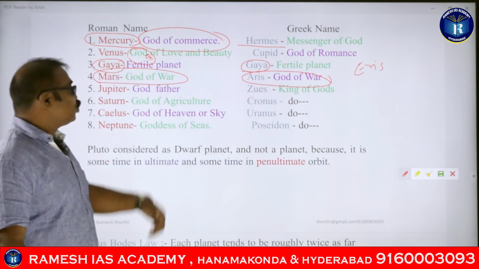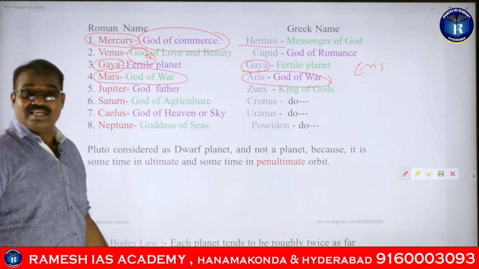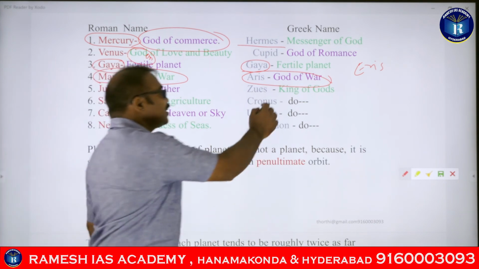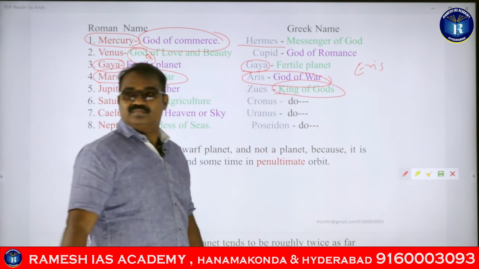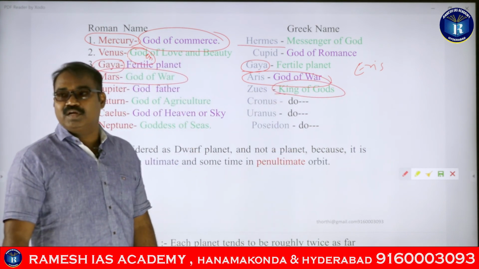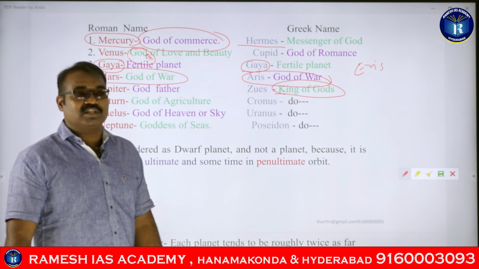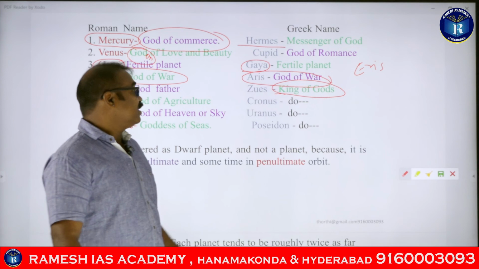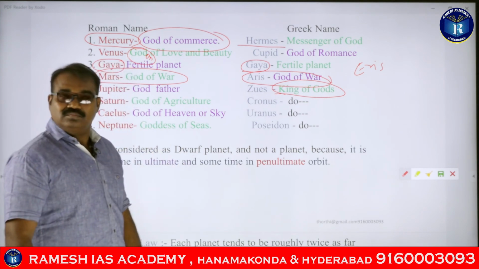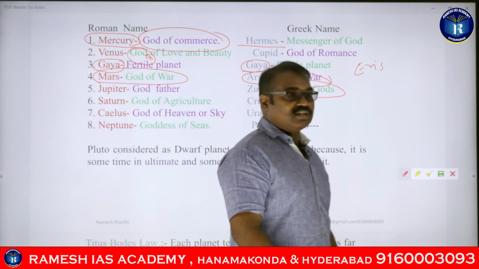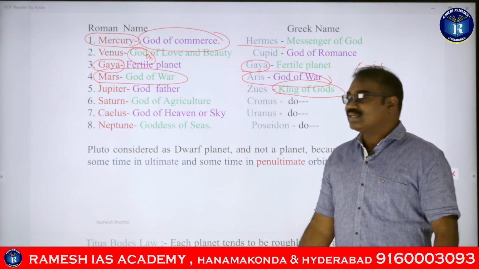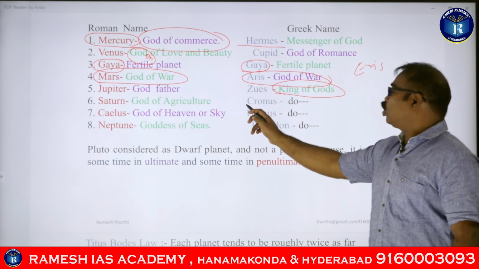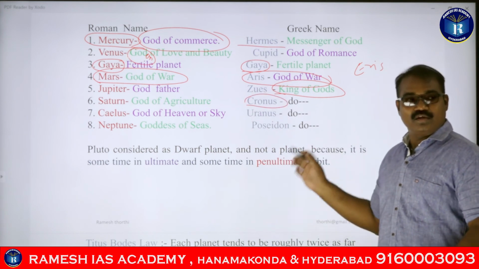Then comes Jupiter. Romans call it the godfather, whereas Greeks call it the king of the gods, and the king of the gods according to Greek mythology is nothing but Zeus. Next comes Saturn, the Roman god of agriculture. Saturn is the Roman god of agriculture and Greeks call it Cronus, again the god of agriculture.